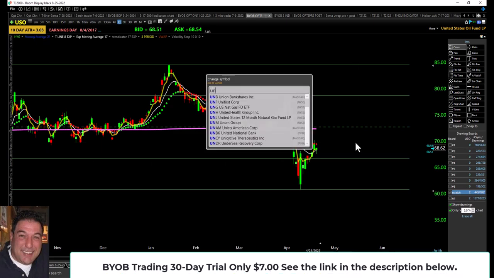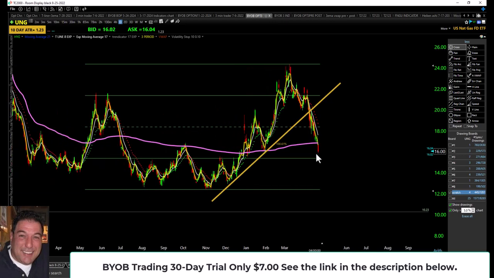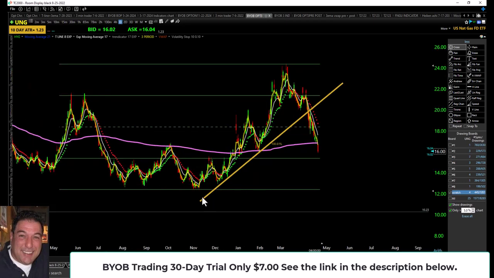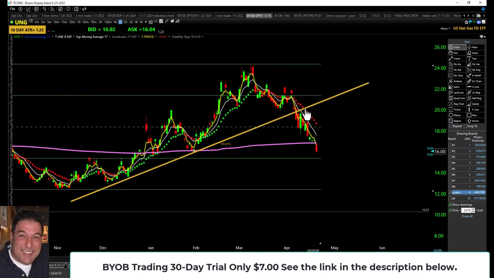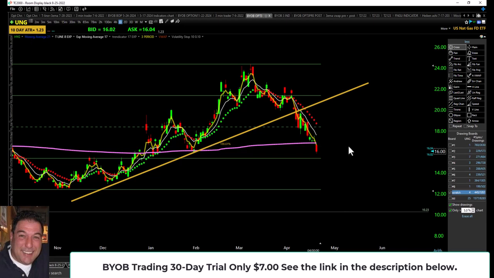Let's take a look at UNG. Lower high, lower low, closing underneath 12-month high anchored VWAP. That's the pink line. Closing underneath uptrend line. That's the gold line right here. Closing underneath the bearish trap, underneath the falling 17. Down here in the lower third. That's bearish. All right, UNG, bearish.